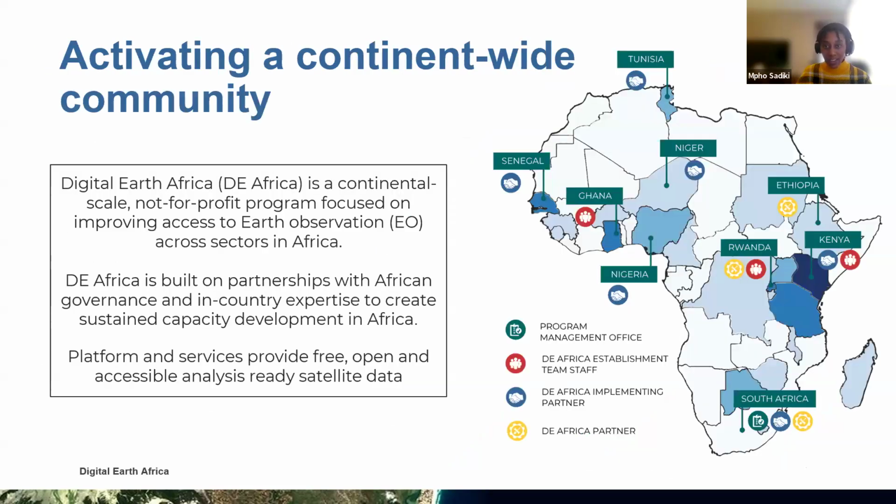Another important thing is that Digital Earth Africa is more than just a platform for satellite data. It is a continental scale initiative that is designed to activate a community across Africa by improving access to Earth observation data. And we do this through partnerships with local governance and in-country expertise, where we build sustained capacity across the continent. And through these partnerships that we can see here on the map, we're able to effectively make sure that our data is available and is being used across the continent.